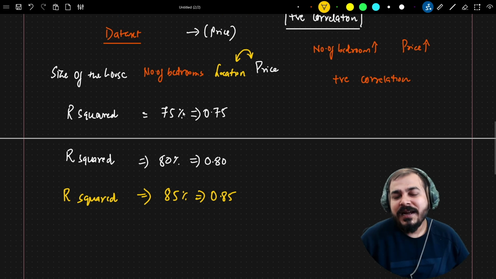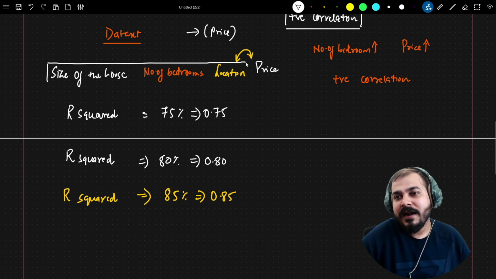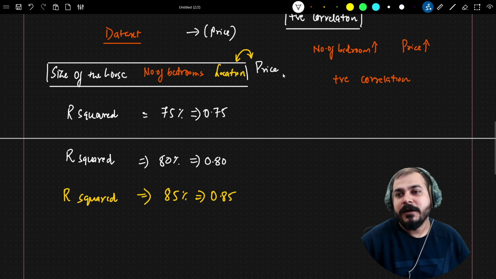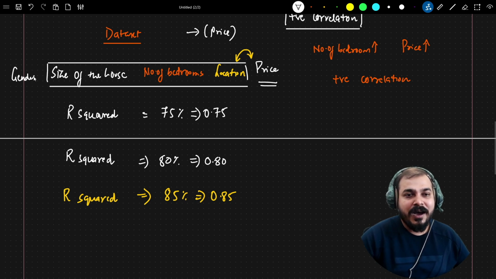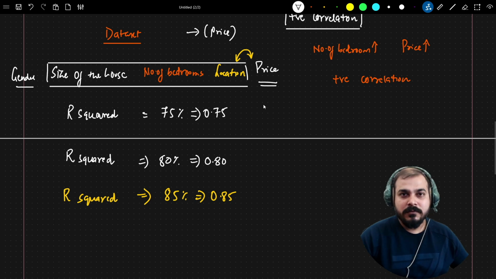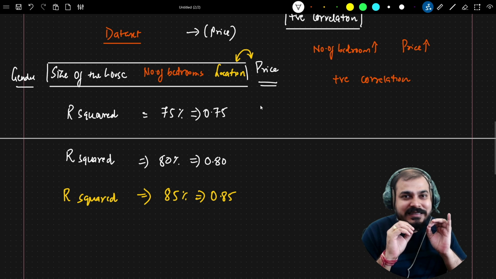Now, let's say this many independent features I have, and this is my dependent feature. Now, let's say that I have added one more feature. This specific feature says which gender is going to stay in this house. I'm just adding one feature like that, which does not make any sense.